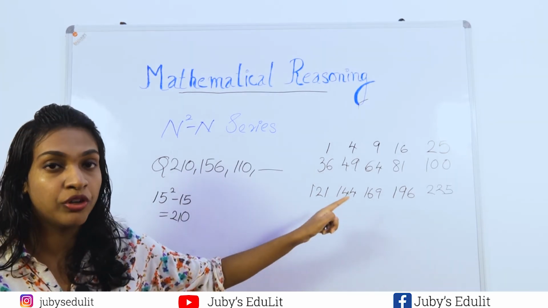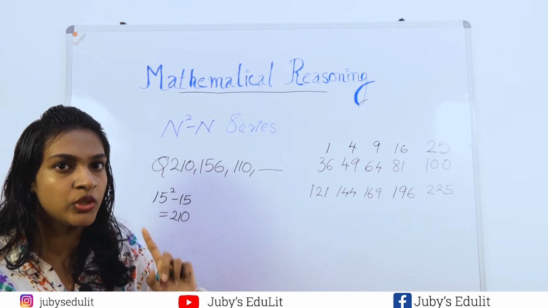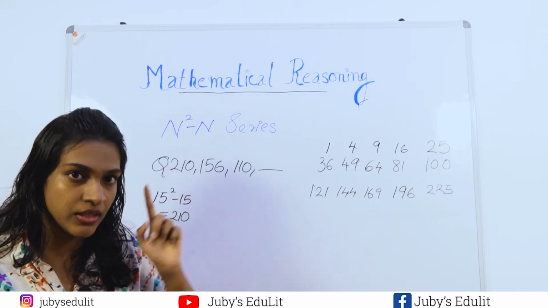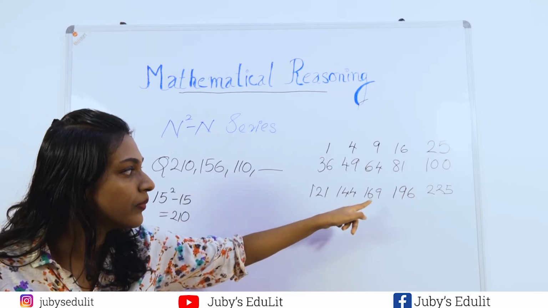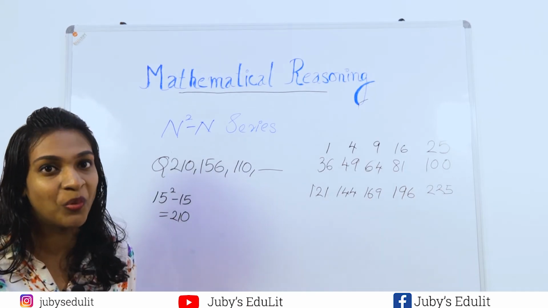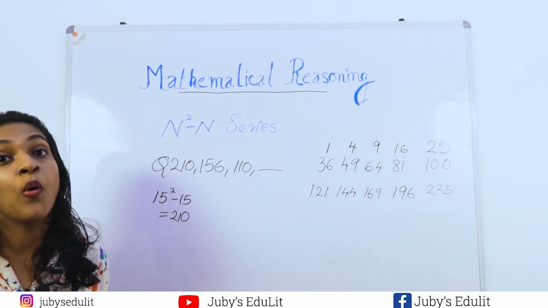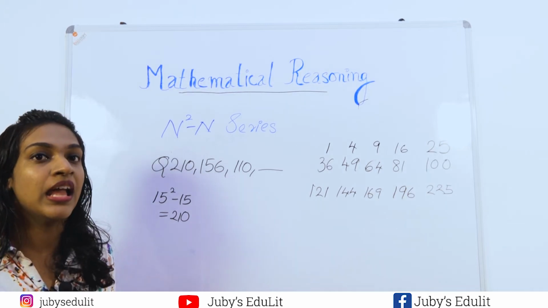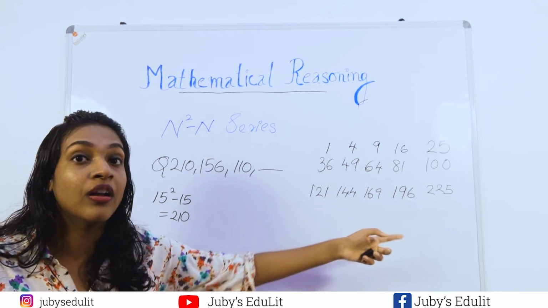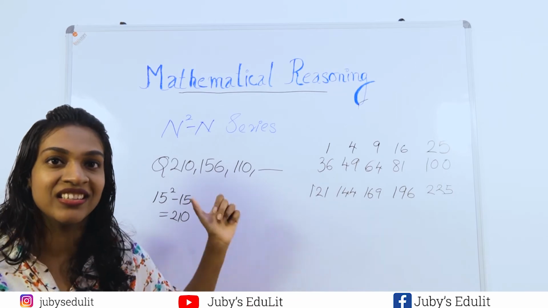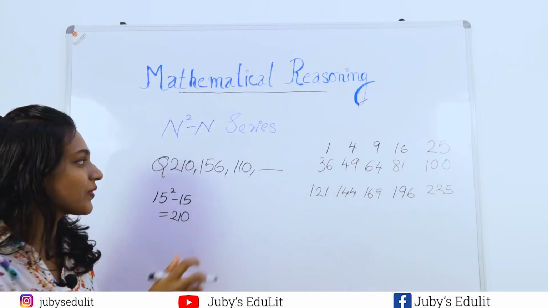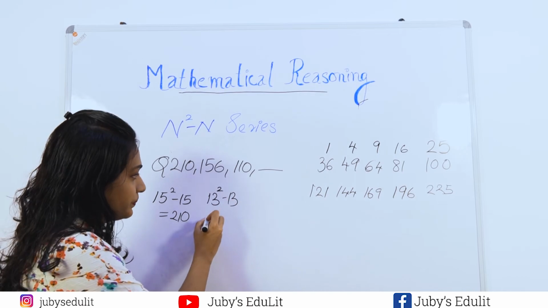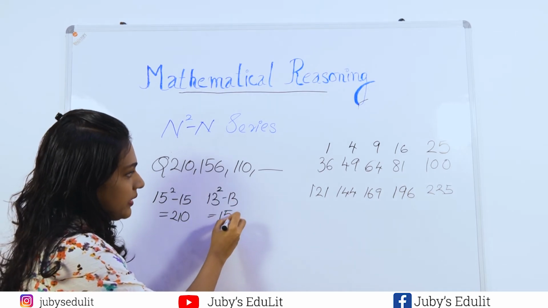So what you have to do next is, you already know 13 square is 169. Then you have to subtract the number 13 from the square of it. What you'll get? You get 156. So it is an n square minus n series, and you are given alternate numbers in this kind of question. Okay? So 13 square minus 13 is our answer 156.